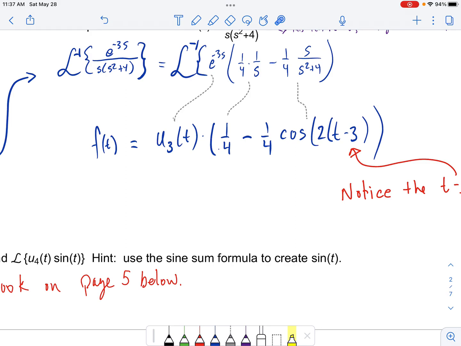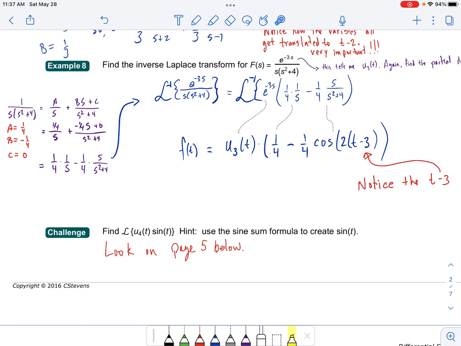Oh, but wait a second. It's not cosine of 2t. It's cosine of 2 times t minus 3. So again, getting that shift in there from our unit step and having the shift needing to be the same as our unit step there. So there's how we can find the inverse Laplace of these expressions that have a negative exponential in the numerator, which corresponds to that unit step.